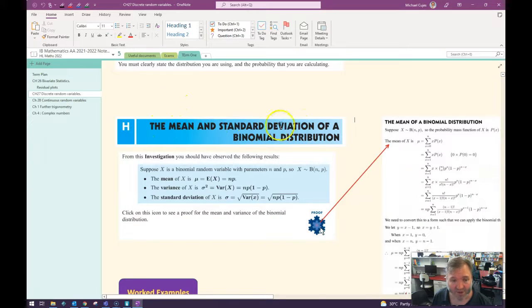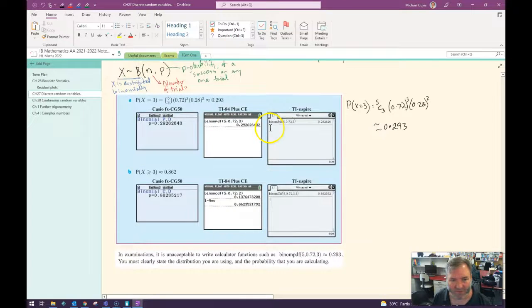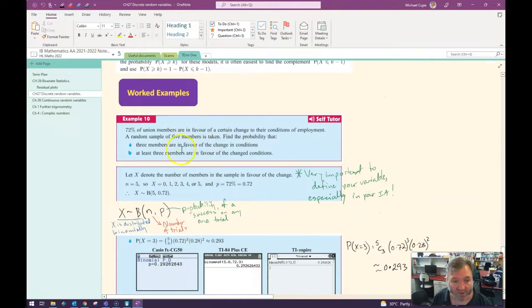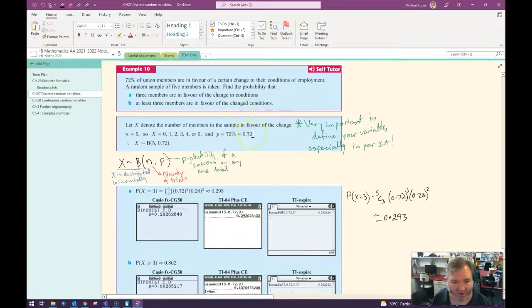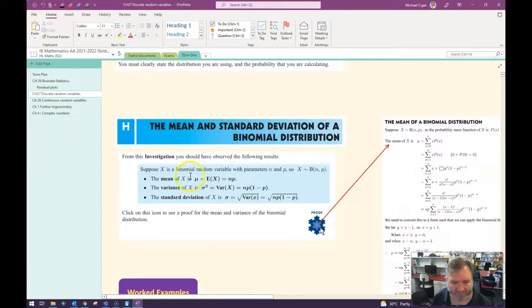Last couple of things to learn. The mean and standard deviation of a binomial distribution. The mean is just the number of trials multiplied by the probability, and that's it. So if I took 100 people in that, it was going to be a mean of 72, wasn't it? Not very surprising there. Mean you take, it's just the expected value.